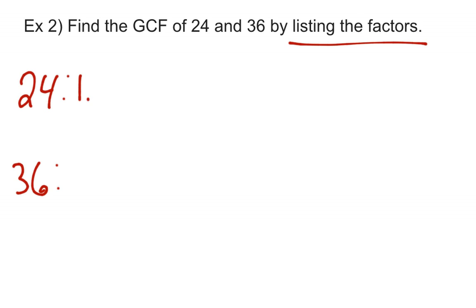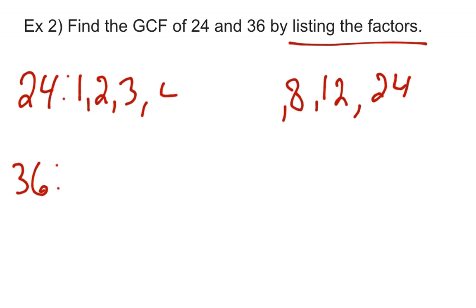Listing the factors. Factors of 24. You should have come up with, and I'm going to give myself a lot of space, because 24 is a common number here with a lot of things going into it. 1 and 24. I know it's even, so 2 works. 2 times 12 is 24. I know that 3 times 8 is 24. I know that 4 times 6 is 24. The only number in between 4 and 6 is 5, but 5 doesn't go into 24 because it doesn't end in a 0 or 5. So those are all my factors of 24.